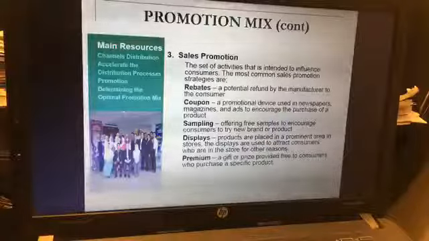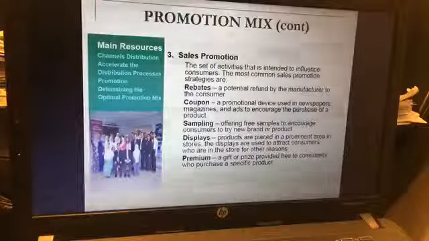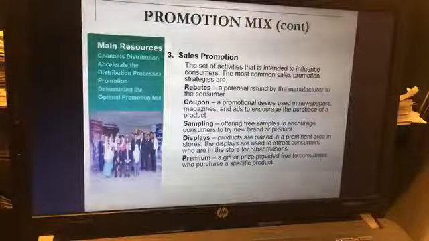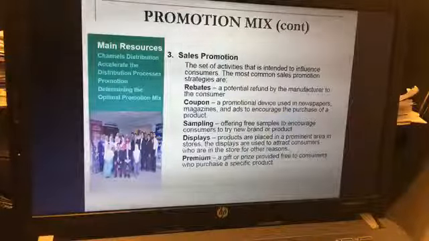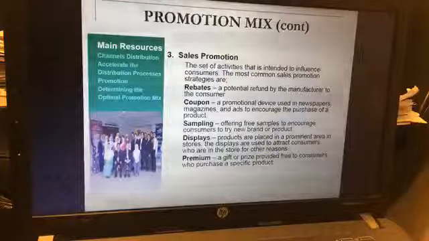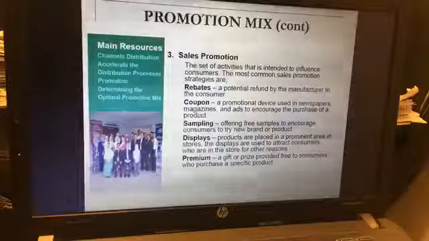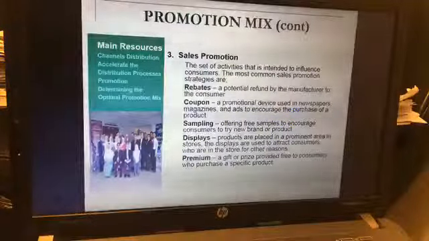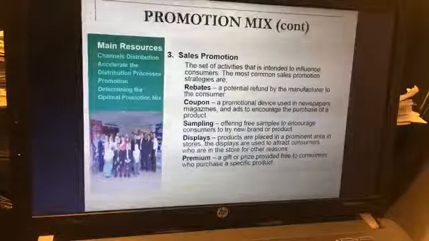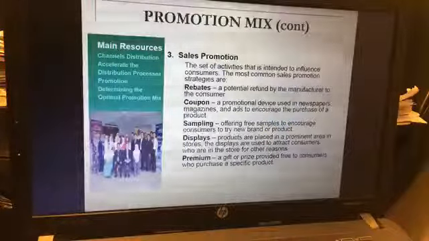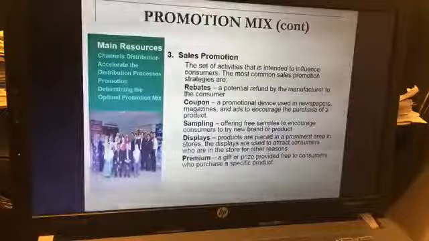The third one is sales promotion. This is normally done by many companies. They provide rebates, coupons, sampling, displays, and also premiums. These are examples of sales promotion. This can be done to increase the sales of a business.